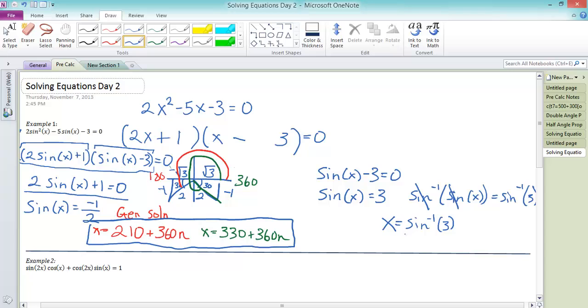But as we remember from doing arc sines, 3 is not in the domain of arc sine, so this is no solution. So this guy contributes nothing to our general solutions. So what we have boxed is our only answer. Okay, so why don't we go ahead and move on.